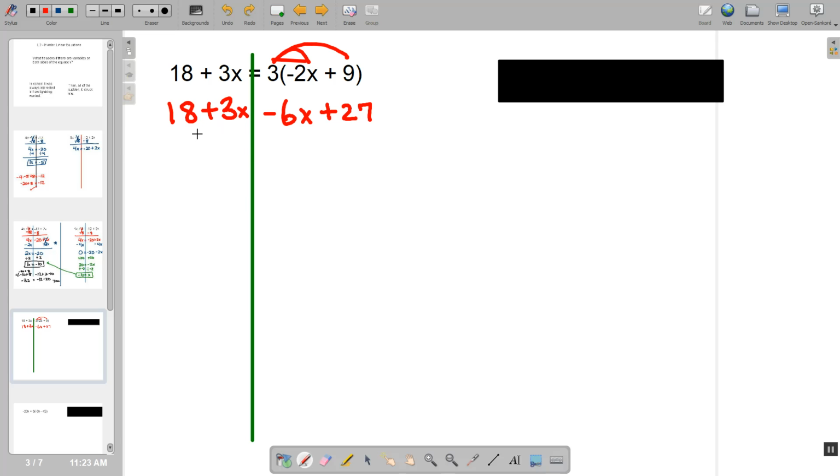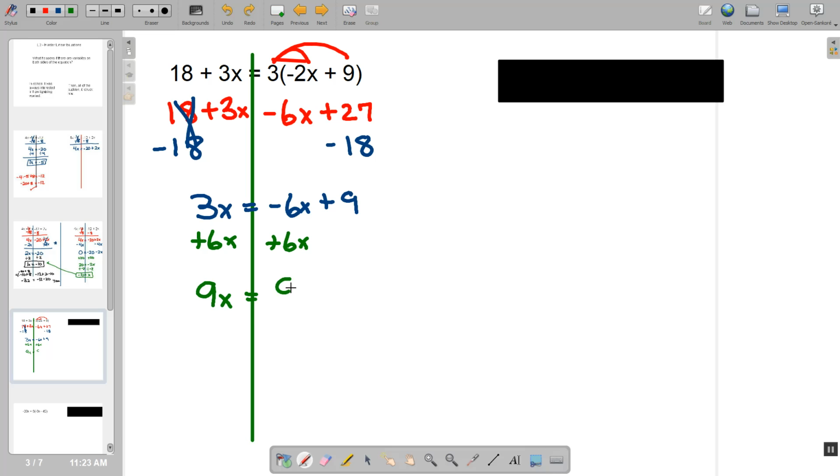Now, from before, we can move the x's to either direction. It doesn't matter. But I'm going to move my x's to the left and my numbers to the right. Doesn't matter which direction you go, but that's the one I'm going to stick with. So I'm going to subtract 18 from both sides, making sure that I match my numbers up with my numbers. So I get 3x equals negative 6x plus 9. From here, because I moved my numbers left, I move my x's right. And I get 9x equals 9.